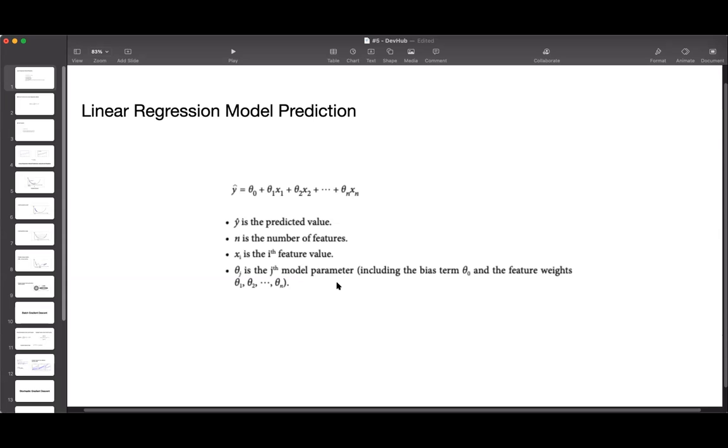Okay, so theta naught, theta 1, theta 2 are also called the model parameters. And the first term, theta naught, is also called the bias term, meaning it is a constant which is added to the weighted sum. And if you sum all of it, then you get the actual prediction.